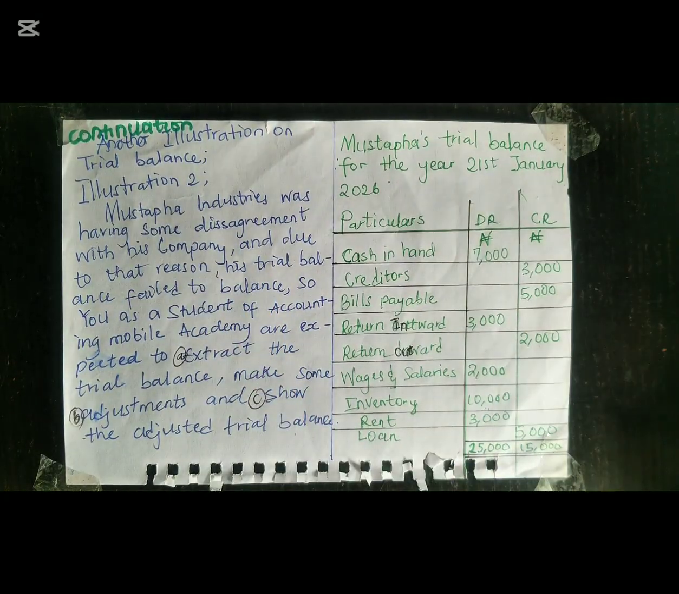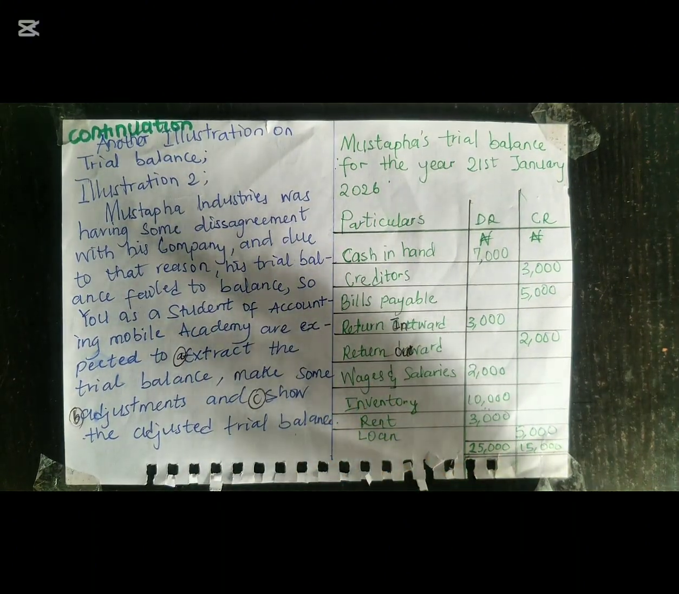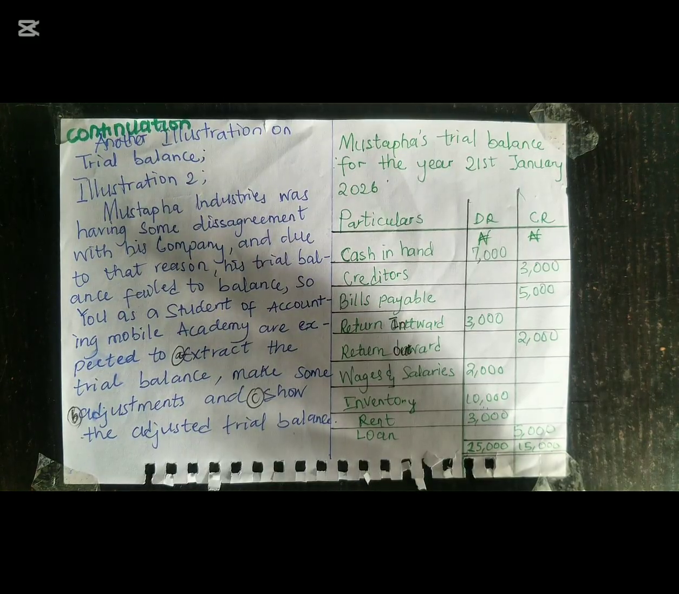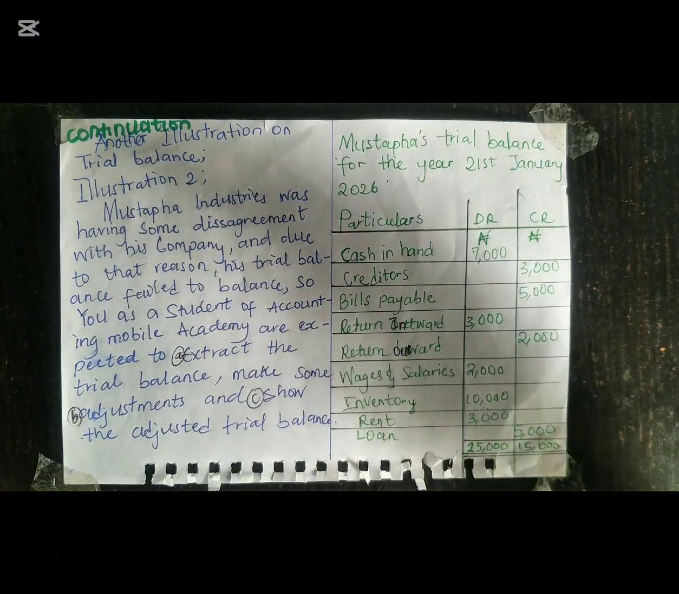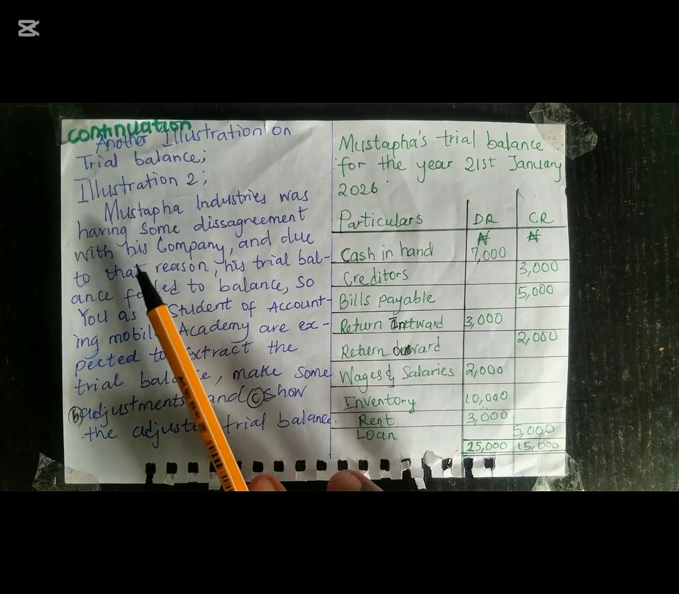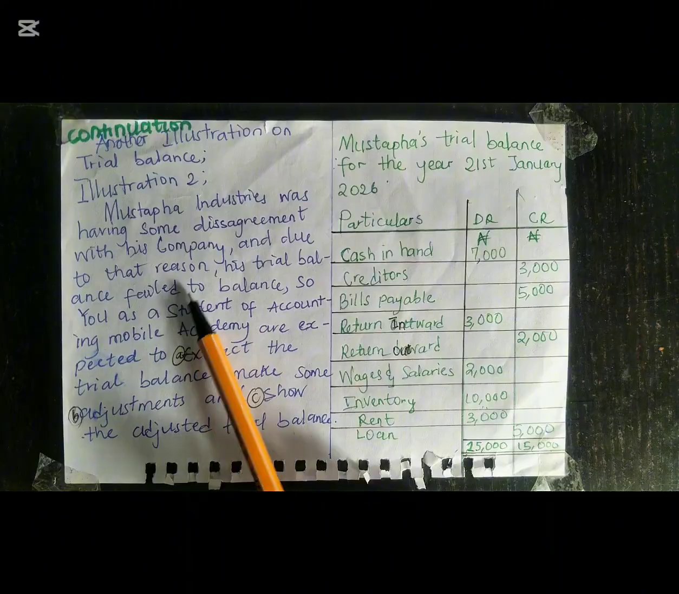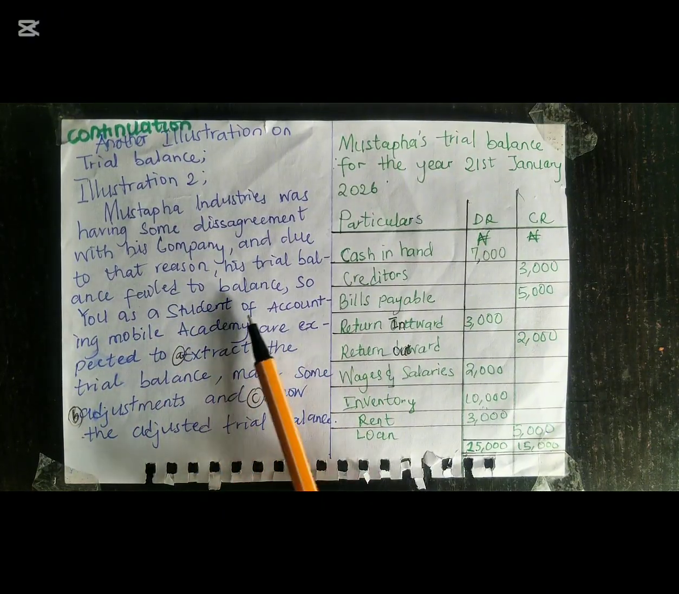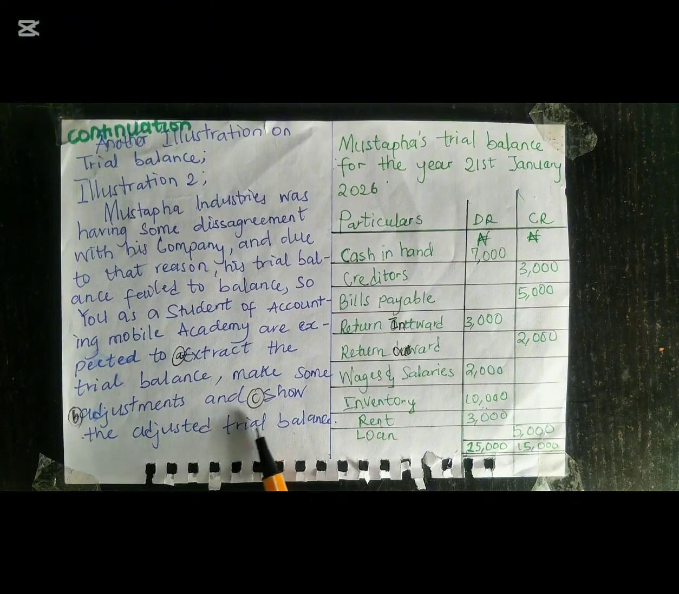So in this class, we're going to be treating an illustration that is way harder. Well, I use the word harder, it's not hard. So by God's grace, it's not hard. Let me just say it's in another level or another dimension of trial balance. So illustration 2. Mustafa Industries was having some disagreements with his company, and due to that reason, his trial balance failed to balance. So you, as a student of Accounting Mobile Academy, are expected to extract the trial balance, make some adjustments, and show the adjusted trial balance.